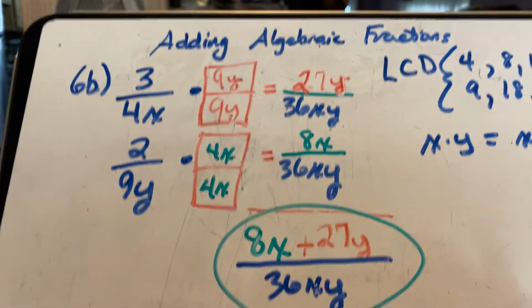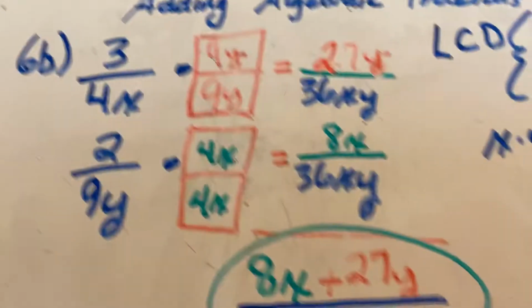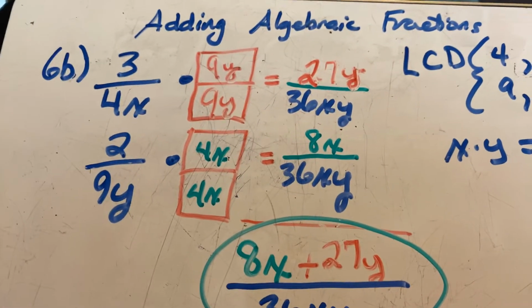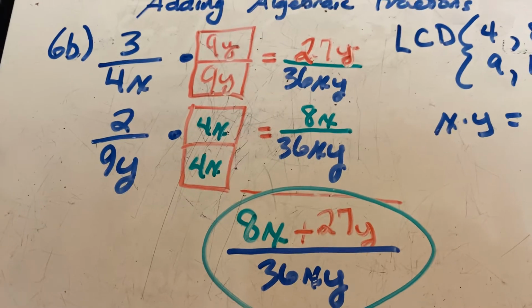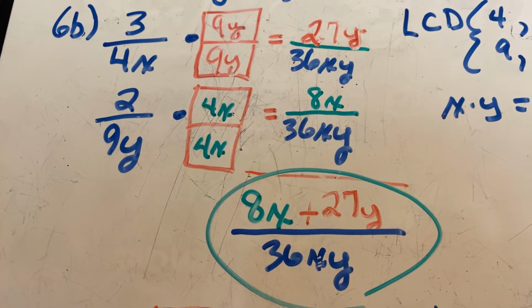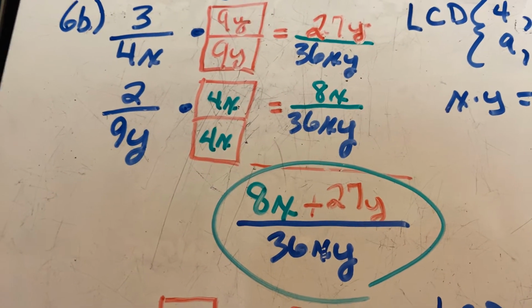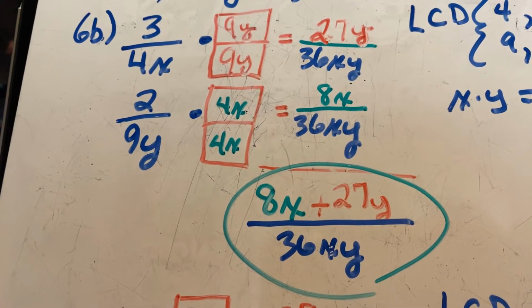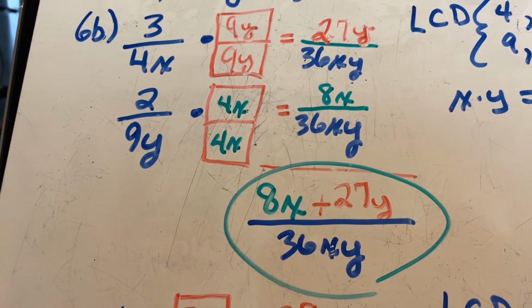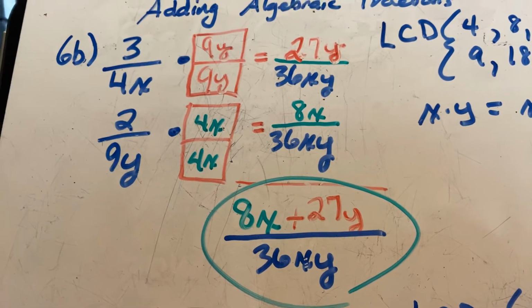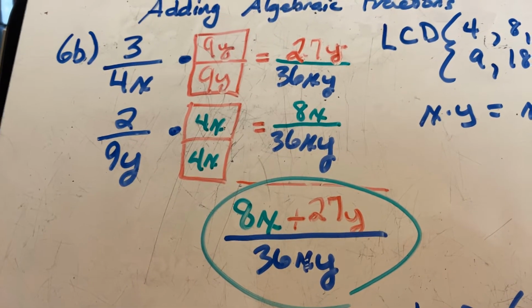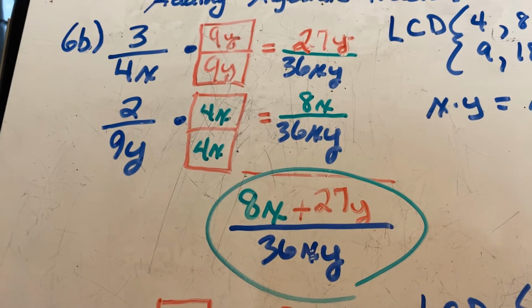So what I need to do is multiply by a form of 1 that will get me to the least common denominator, and then we'll be able to add these two fractions. Well, if you say to yourself, 4 times what equals 36, and that gives me 9. I have the x, I need xy, and so that's where I got that 9y from. You may notice it is the opposite denominator, but that's not always going to be the case.